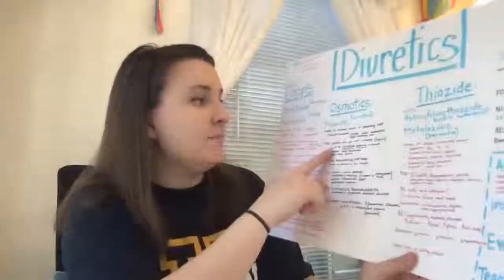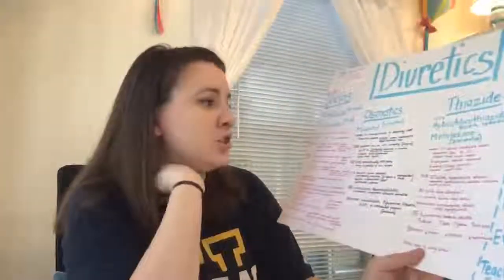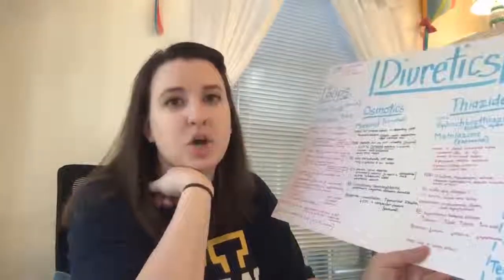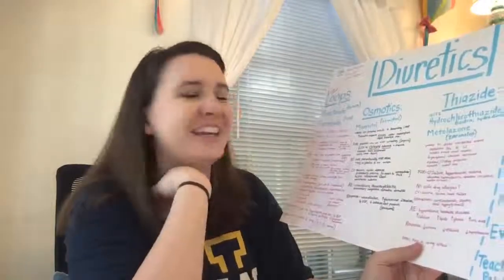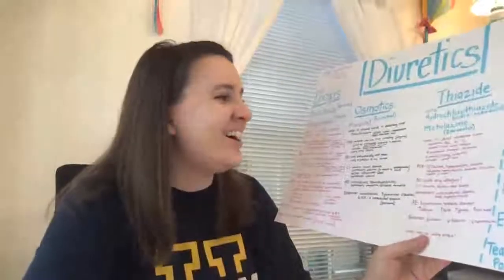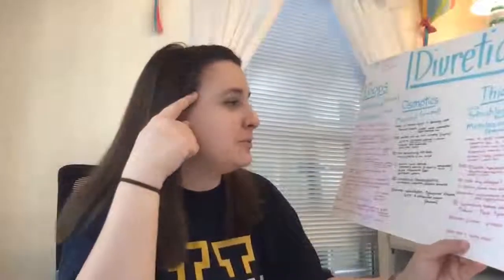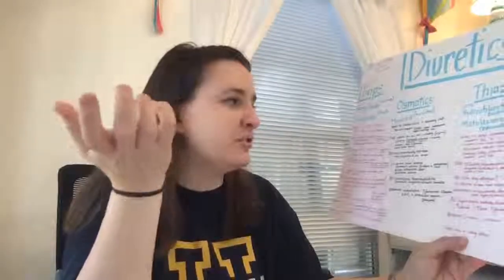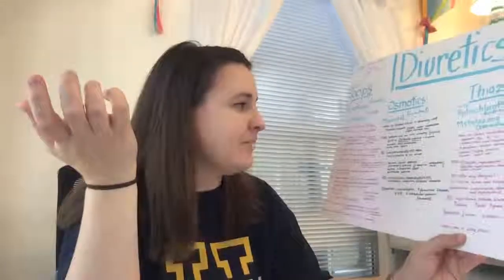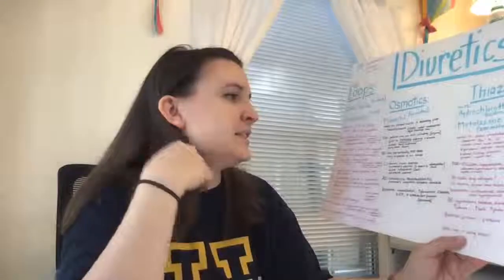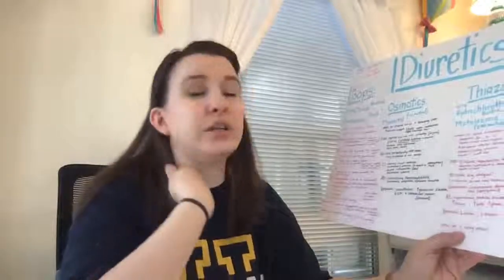So that's pretty easy. Osmotics can be used for patients who are not urinating. This is called oliguria. It can also decrease intracerebral pressure because of cerebral edema or trauma. It can also help excrete toxic substances, and it can be used in early renal failure.